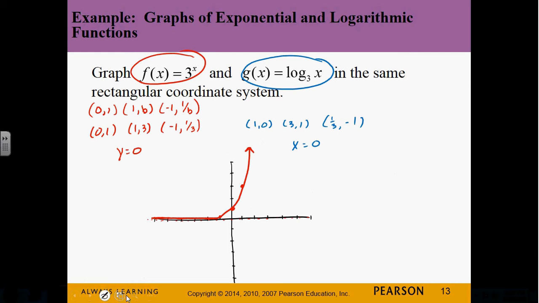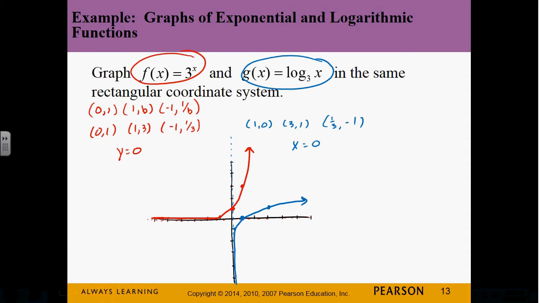All right, now if we go over and graph our log, we're going to have (1, 0), (3, 1), and (1 third, negative 1). And we're going to have an asymptote at x equals 0, so we get a graph that looks like this.